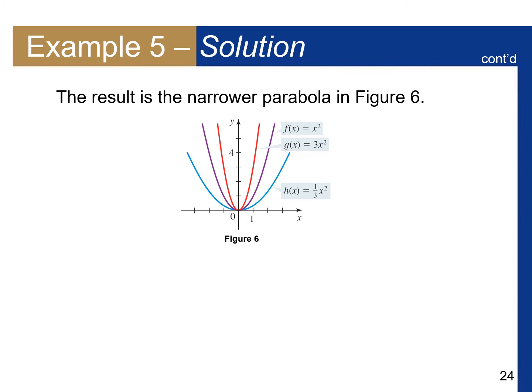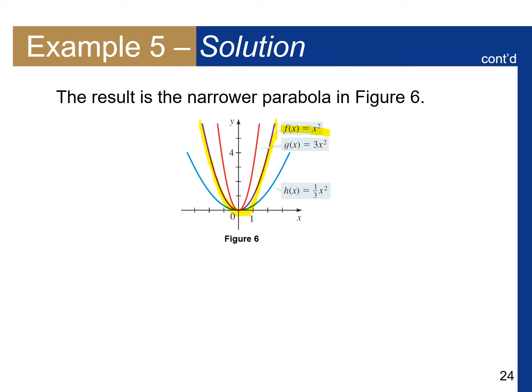So the purple here is my parent function. The purple one is my f of x equals x squared. Notice that my red value is when I'm multiplying it by 3. And my blue is when I'm multiplying it by 1/3. Now this might be a little bit hard to interpret because you might see that the purple one, which is my parent function, looks like I shrunk it, but I did not shrink it. I stretched it up.